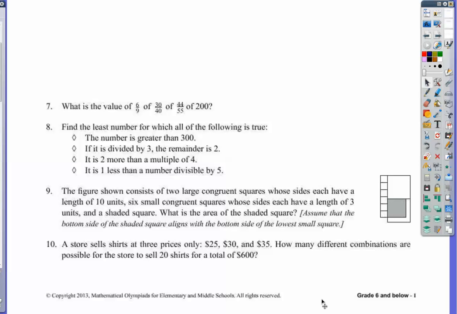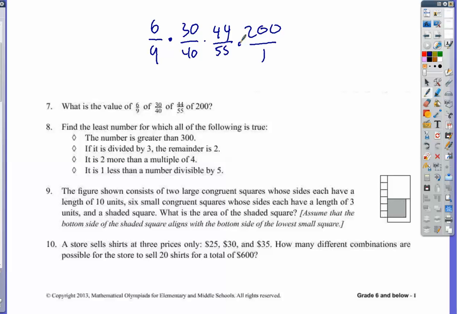What is the value of 6/9 of 30/40 of 44/55 of 200? So really, we're just multiplying all these numbers together. So essentially we're saying, oh, that's my hidden square covering everything else. So I have 6/9 times 30/40 times 44/55 times 200 over 1.